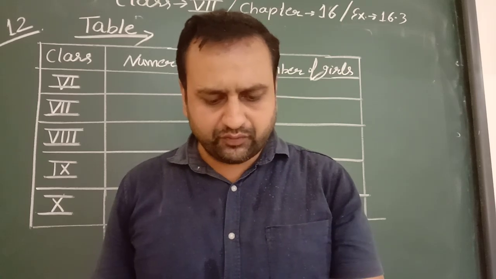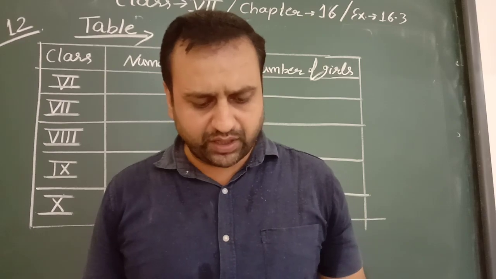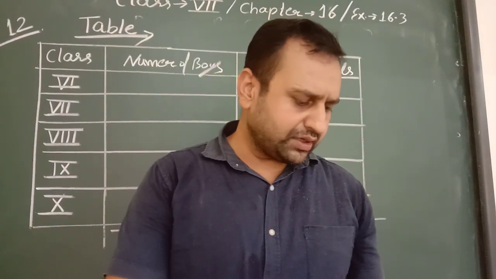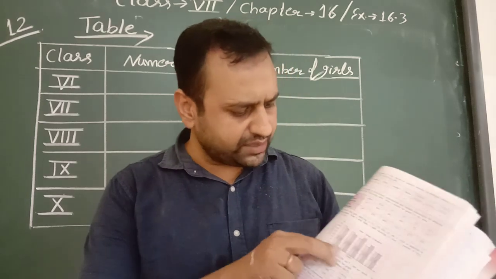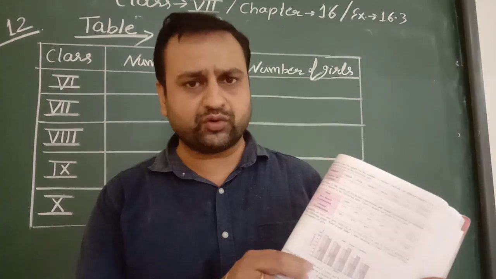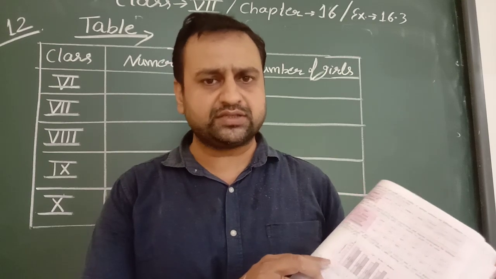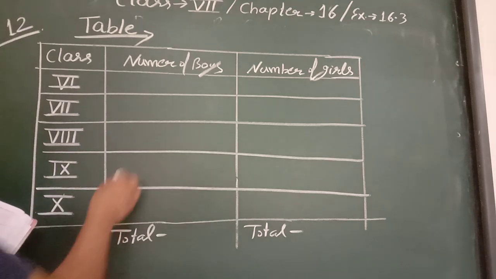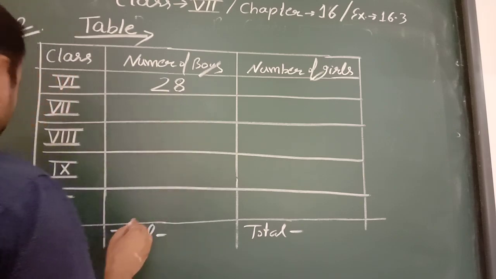So there are classes 6, 7, 8, 9, 10. A total of 5 classes are discussed, in which the number of boys and girls is indicated by the double bar graph. For class 6th, the number of boys is exactly 28 and the number of girls is between 24 and 28. Between 24 and 28 the value is 26. So for class 6th, boys are 28 and girls are 26.